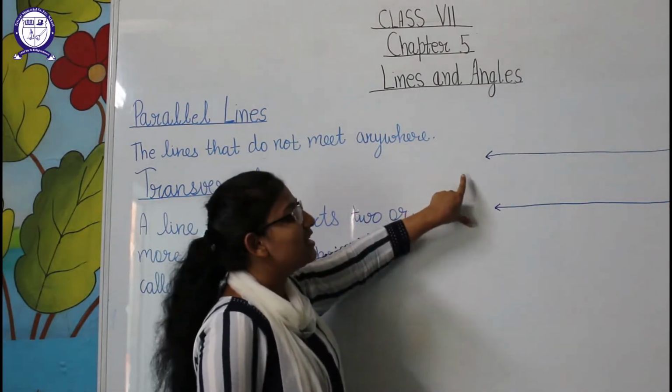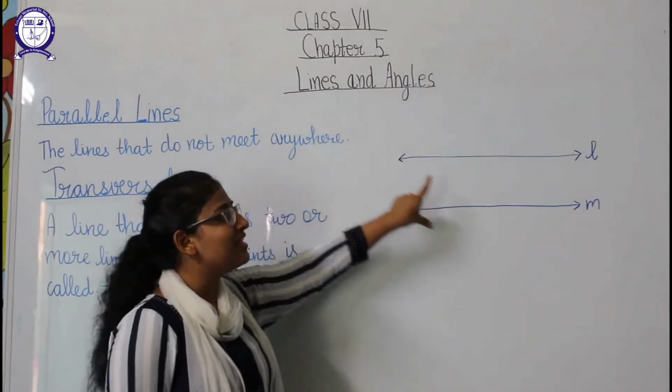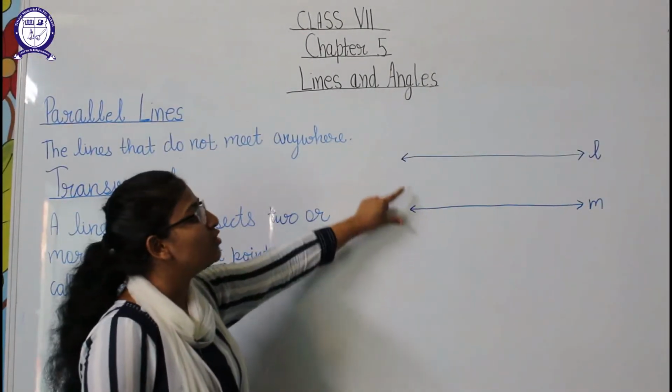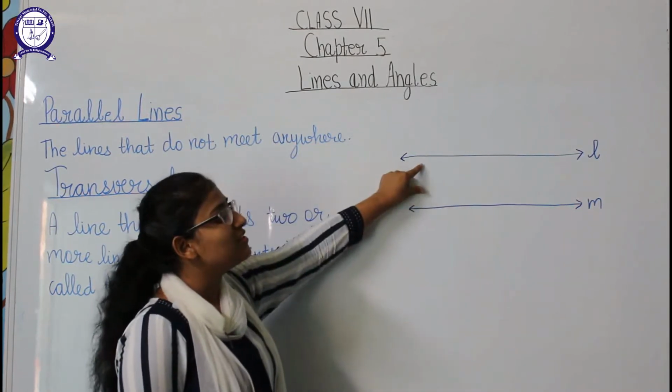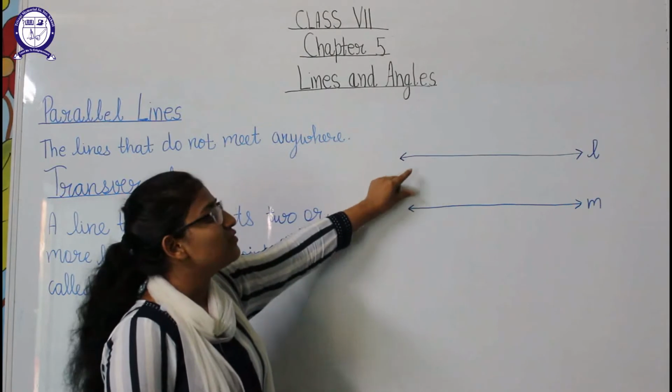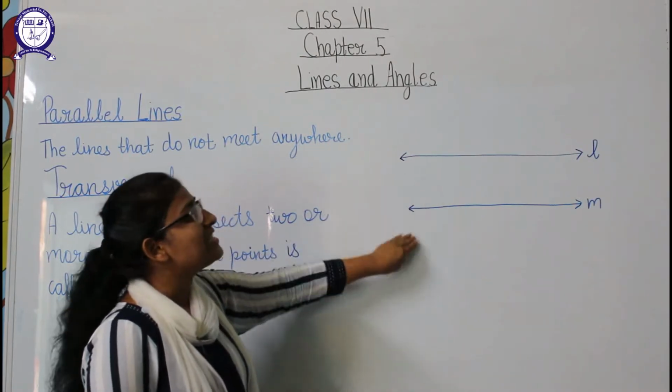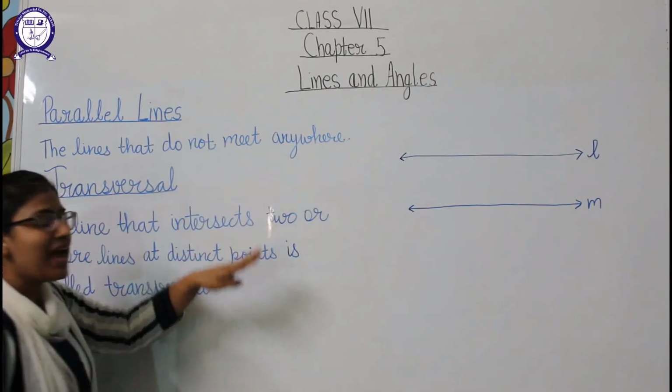You can see that if they keep on going, they will not meet anywhere, and also the distance between them will always be constant, means always will be fixed. The distance will not increase or decrease. So these are parallel lines that do not meet anywhere.